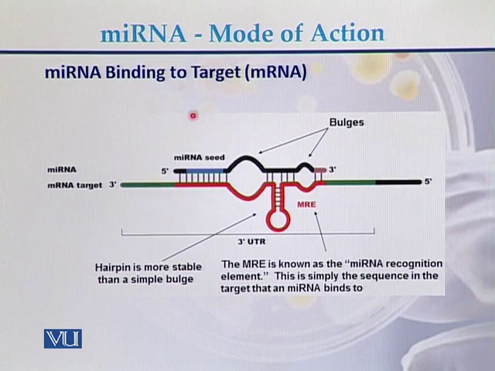How miRNA binds to the target, to the messenger RNA, and degrades it. This is the view of how the miRNA, this is the mature miRNA, and this is the messenger RNA, meaning the target of the miRNA. So this is the binding between the strands of miRNA and messenger RNA. So here is another binding, and here are the bulges. One bulge is here and one bulge is here, meaning where there is no correspondence or identity between the nucleotides of both the strand of miRNA and strand of messenger RNA.